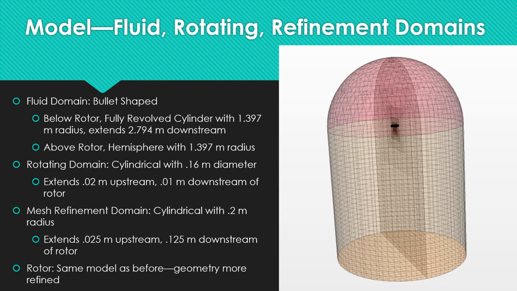A rotating domain was additionally created around the rotor as a cylinder, with a diameter of 0.16 meters, extending 0.02 meters upstream and 0.01 meters downstream of the rotor. In addition, a mesh refinement domain was created as a cylinder around the rotor, with a 0.2 meter radius and extending 0.025 meters upstream and 0.125 meters downstream of the rotor. The rotor was created as a part with tessellation density defined by the BYU Flow Lab guide, and the fluid, rotating, and refinement domains were created with very fine tessellation densities. Like previously, part subtractions were used to create a fluid domain minus rotation domain part and a rotation domain minus rotor part, shown to the right.